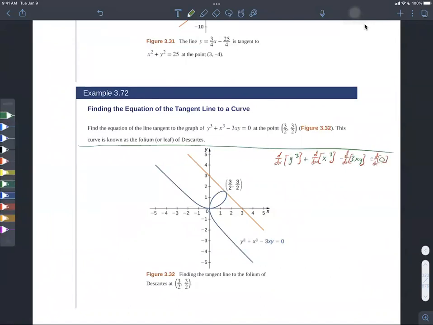And so the derivative of y cubed, what is that? That is 3y squared. But remember, we're taking the derivative of y with respect to x. So we need to multiply by the derivative of the inner function here. The inner function is y. The derivative of y is dy/dx. Plus, here, x cubed, this is 3x squared.